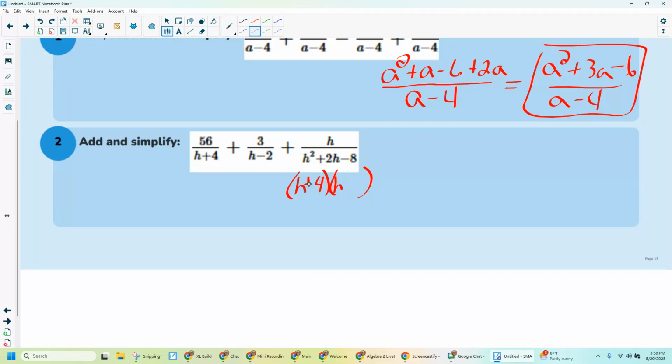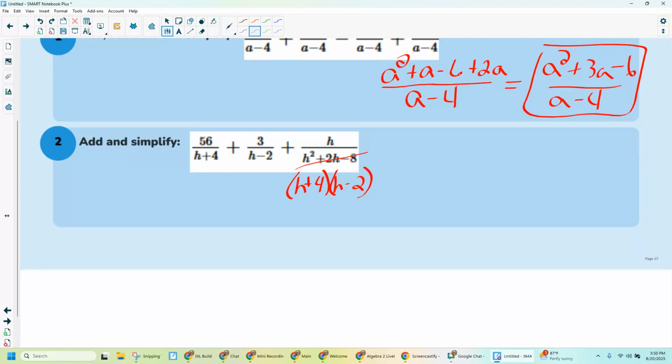Positive 4 times negative 2 gives you negative 8. Add them together, you get positive 2. So now what do you notice? I've turned the denominator into h plus 4 and h minus 2. That's going to be the common denominator.